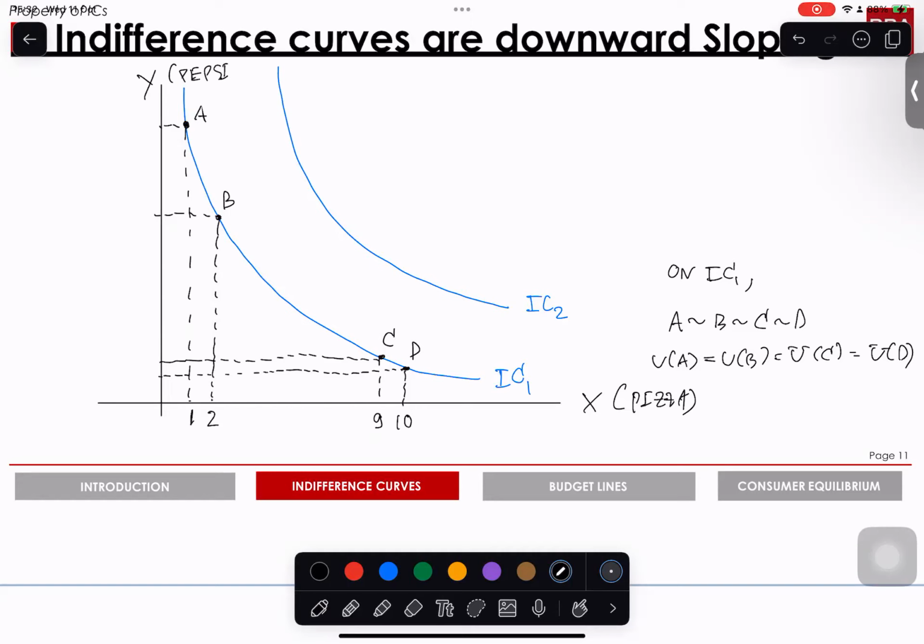Now we want to focus on why the curve is downward sloping. Why downward sloping? Check this. Start with basket A.